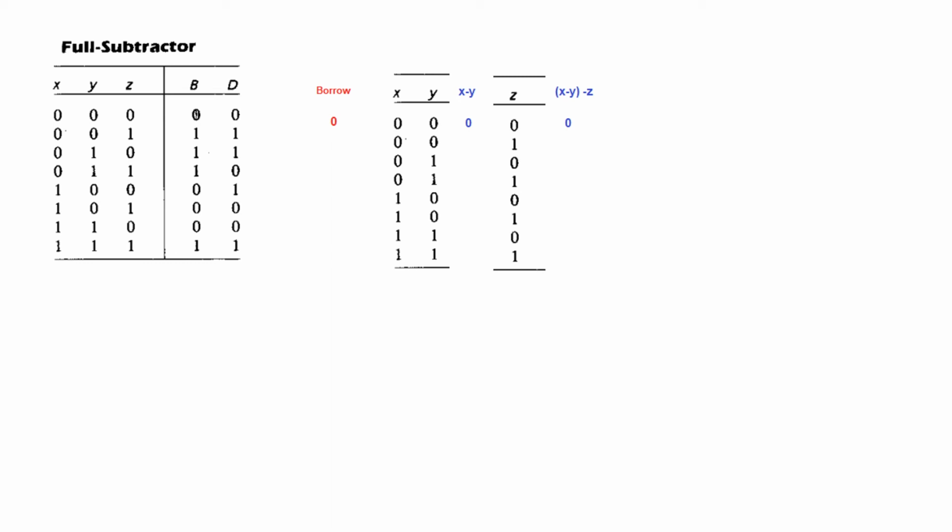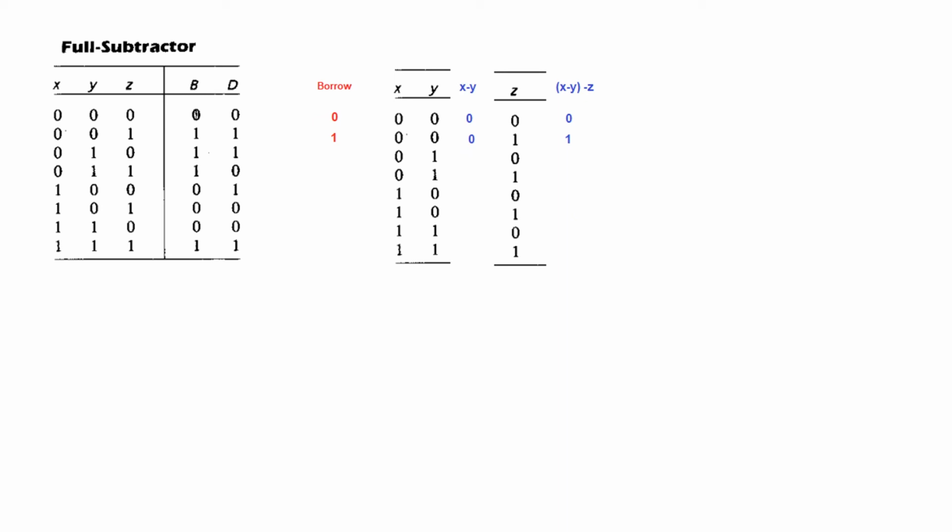Then we talk of the full subtractor. Now in the full subtractor, we have to subtract y from x, and then whatever is the result, you subtract z from that. So first of all you subtract y from x. Let's say in the first case 0, 0, so subtracting we get 0, and if you subtract z, which is 0, from 0, the answer will be 0, and there has been no borrow, so the borrow will also be 0.